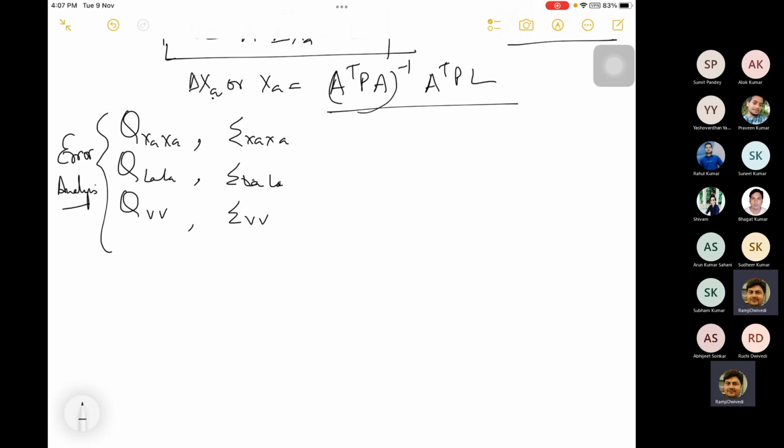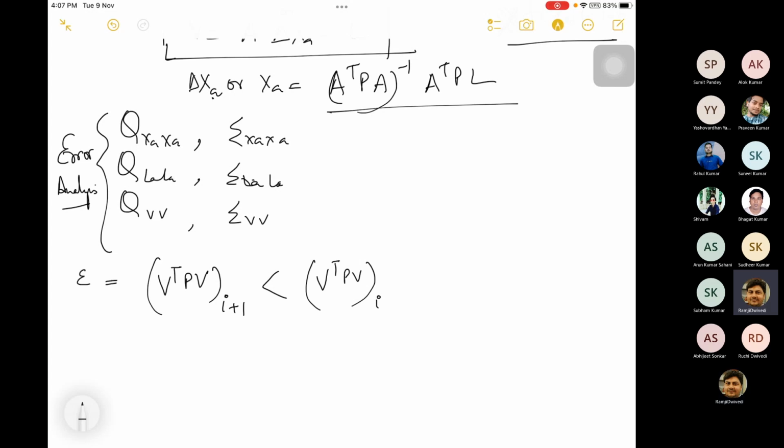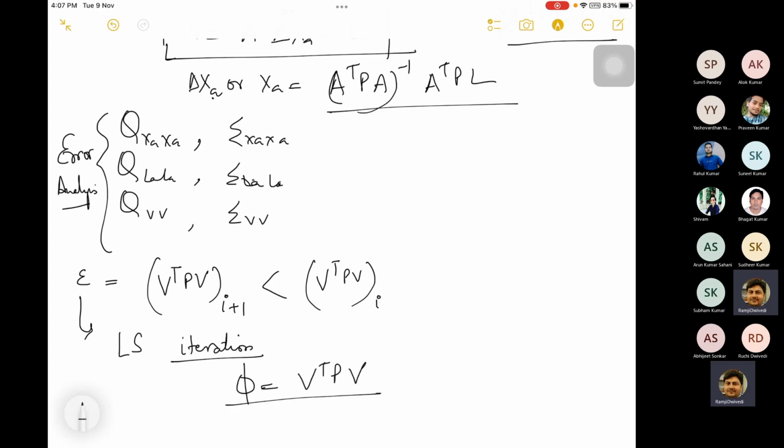There's another final step where you compute the VTPV and you see whether the I plus 1 step is lesser than the VTPV of the I step. Why? Because you are converging. Converging in the sense that least square works in an iterative manner. So every time, what is phi? Phi is VTPV, which we have in least square estimation. This is the function which is going to be minimized. So you'll see that the I plus 1 iteration has a smaller value than the I iteration.